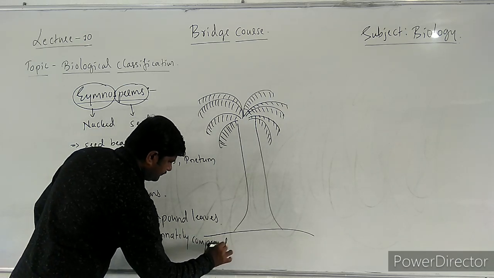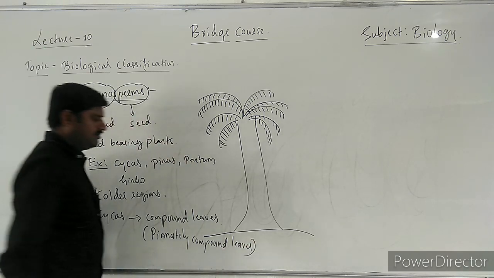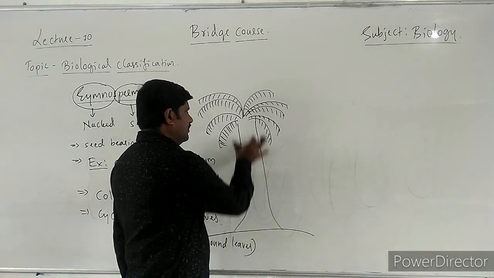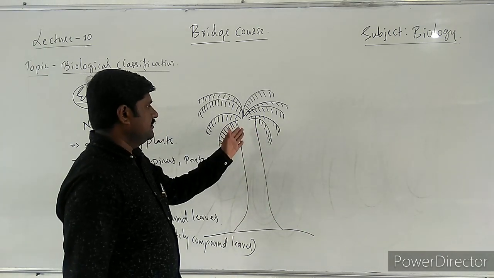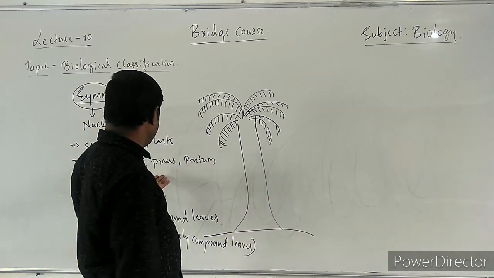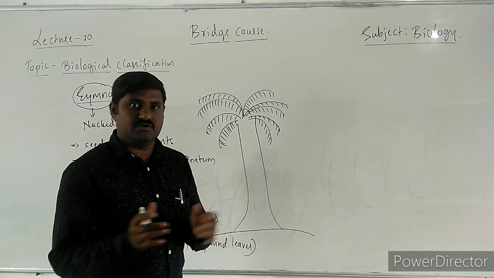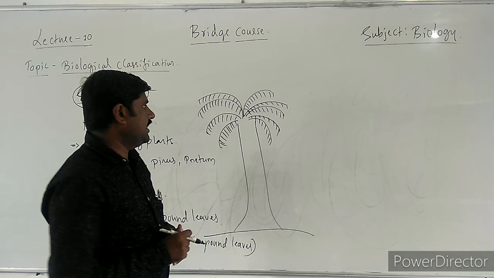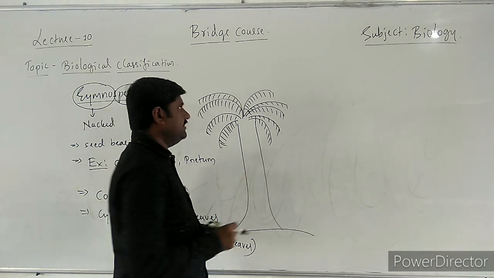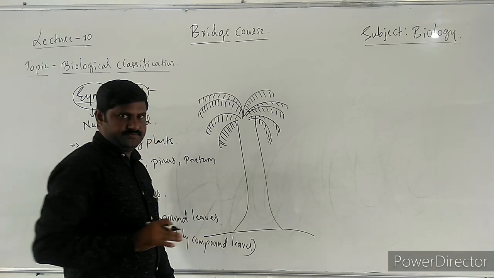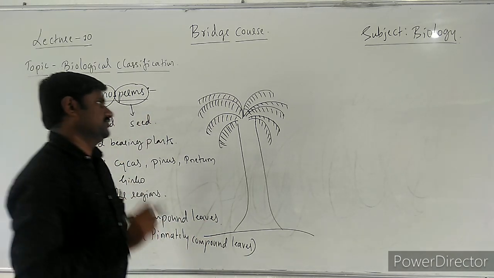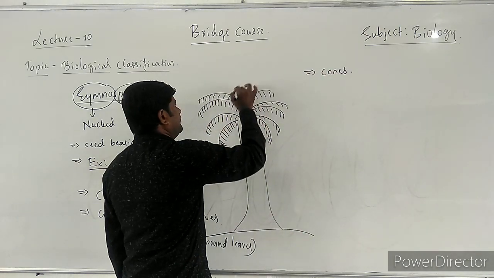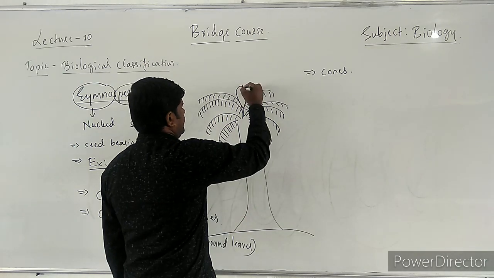Compound leaves, these are called pinnate leaves, and the stem is long and unbranched. Sometimes it may be branched. In the case of pinus you will find short branches and long branches. They have a branched or unbranched plant body, right? They have a woody stem, and such kinds of plants usually bear cones. So you will find a cone here, right?